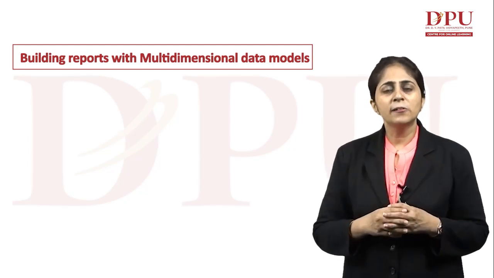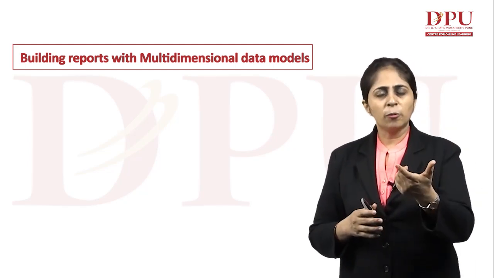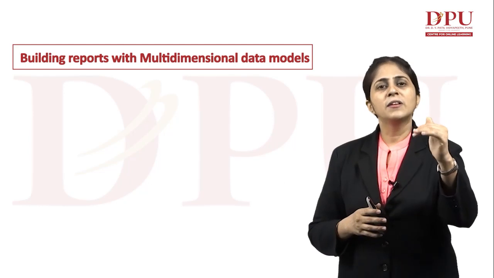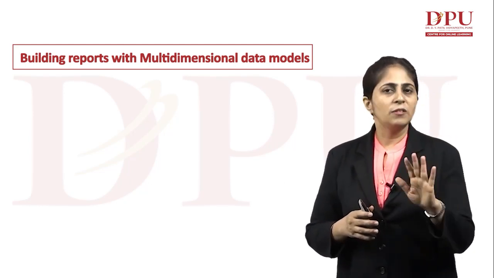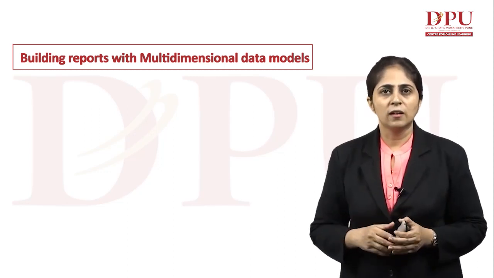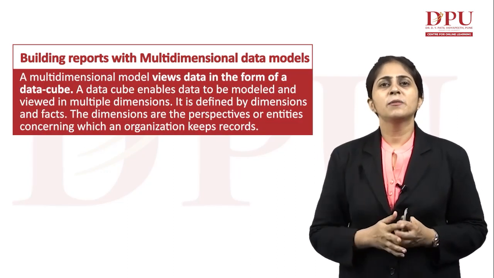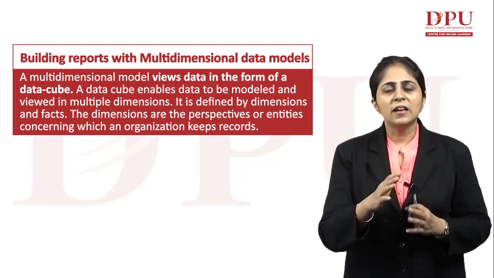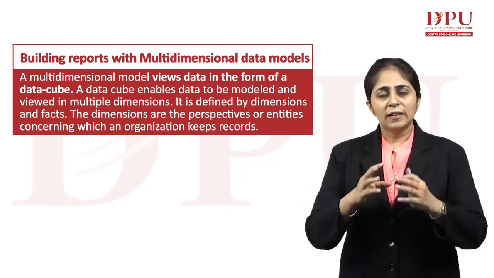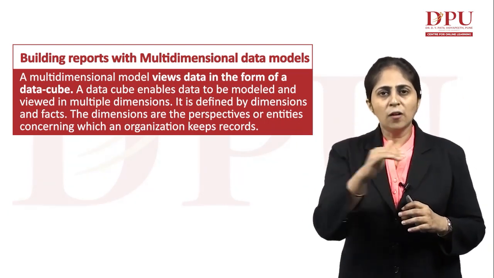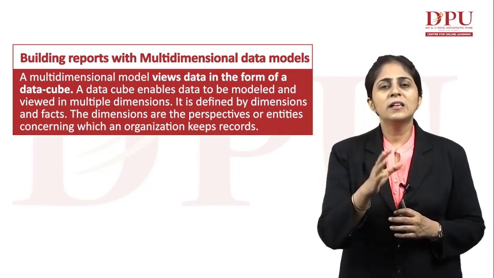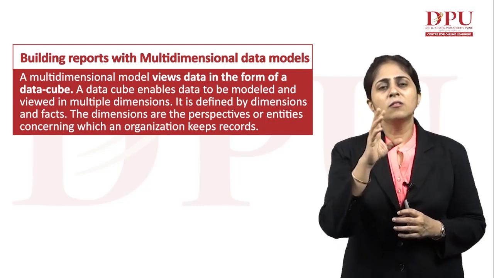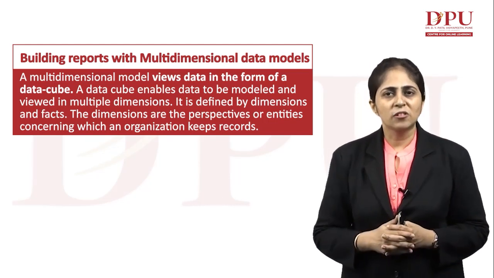Now, building reports with the multi-dimensional data model. We talked about the relational model, in which we just have a 2D view. That means on one side we have columns and on one side we have rows. Only a 2D view is there. Now the multi-dimensional model views the data in the form of a data cube. If you have seen a cube, it has different sides. When we want to view the data in the form of a cube, that form is known as a multi-dimensional model.